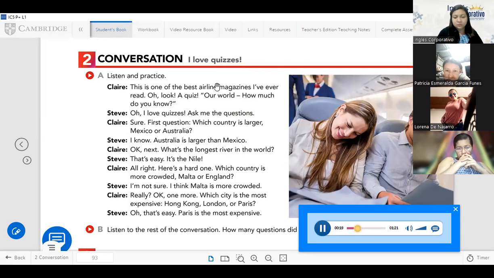This is one of the best airline magazines I've ever read. Oh, look, a quiz. Our world. How much do you know? Oh, I love quizzes. Ask me the questions. Sure. First question. Which country is larger, Mexico or Australia? I know. Australia is larger than Mexico. Okay, next. What's the longest river in the world? That's easy. It's the Amazon. All right. Here's a hard one. Which country is more crowded, Malta or England? I'm not sure. I think Malta is more crowded. Really? Okay, one more. Which city is the most expensive, Hong Kong, London, or Paris? Oh, that's easy. Paris is the most expensive.